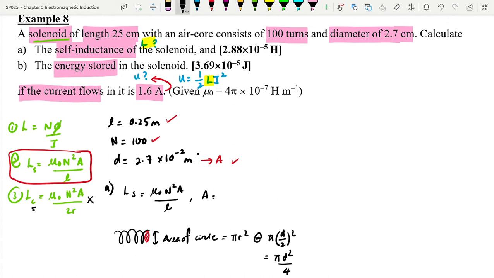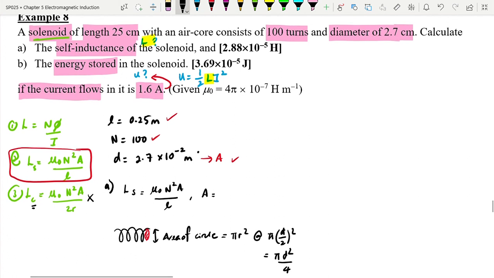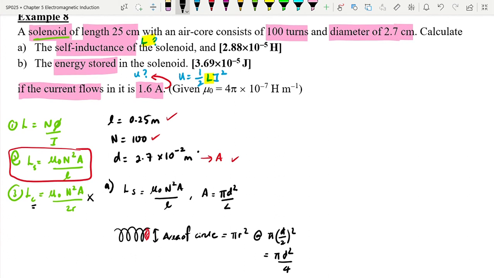So itu in terms of diameter. Nak guna diameter pun tak ada masalah terus. Boleh masukkan pi d square over 4, masukkan nilai diameter yang diberi ke dalam formula ini. So kita akan dapat inductance of the solenoid. Okay, itu soalan A.